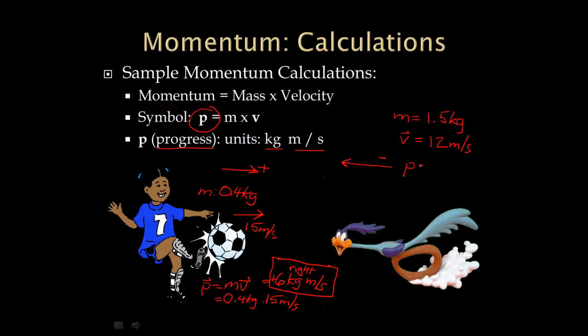So the momentum of our roadrunner is, I'll put a note about this being left, or another way of saying it is the minus sign, 1.5 kilograms times negative 12 meters per second. I get a momentum for our roadrunner of minus 18 kilogram meters per second. And remember that negative sign indicates that our roadrunner is moving to the left.